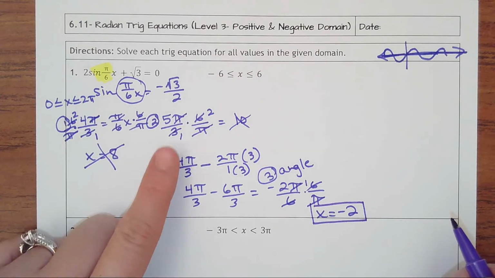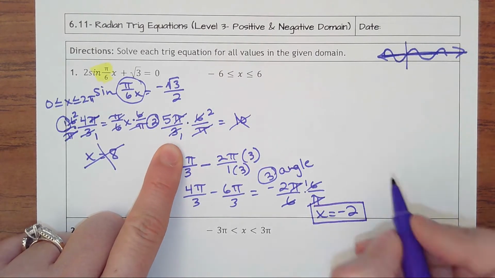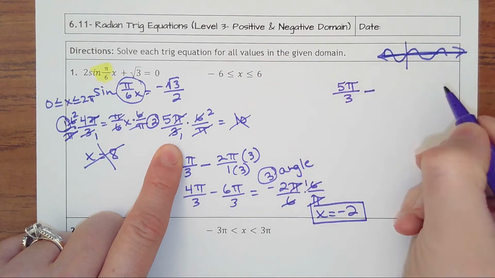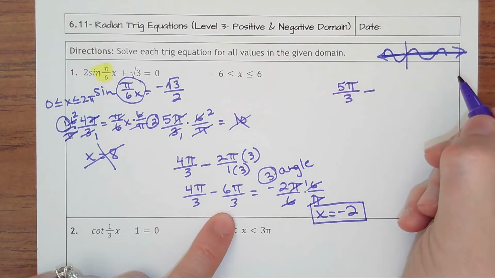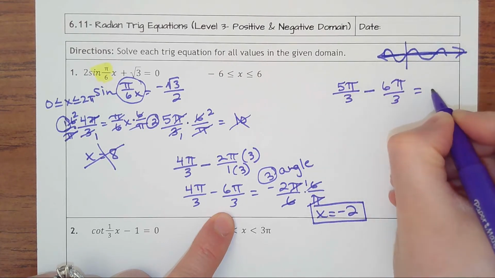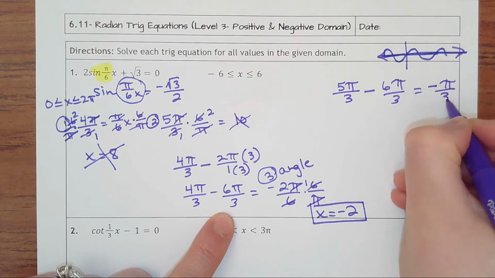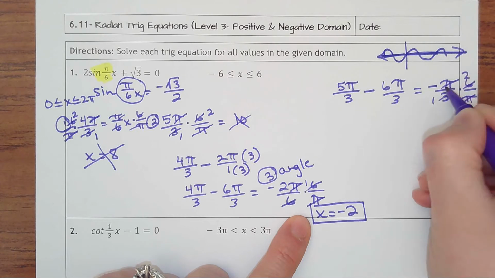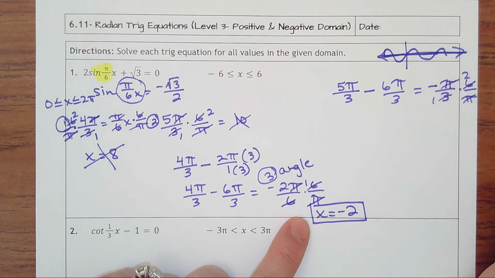Now, let's take our other angle we found on the unit circle of 5 pi over 3. Sorry, my work's all over the place. I'm going to subtract 2 pi, which I know is the same as 6 pi over 3. 5 minus 6 would be negative 1, or negative pi over 3. I know to solve, I'm taking it times 6 over pi. Pi's cancel, 3's cancel out, so that'd be negative 2. I did something wrong.